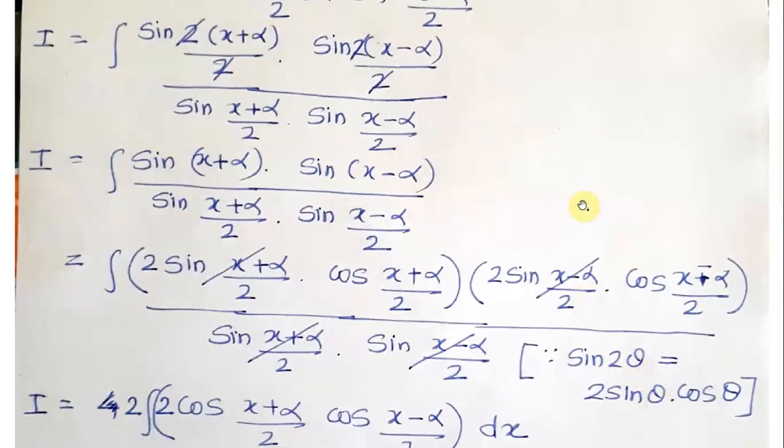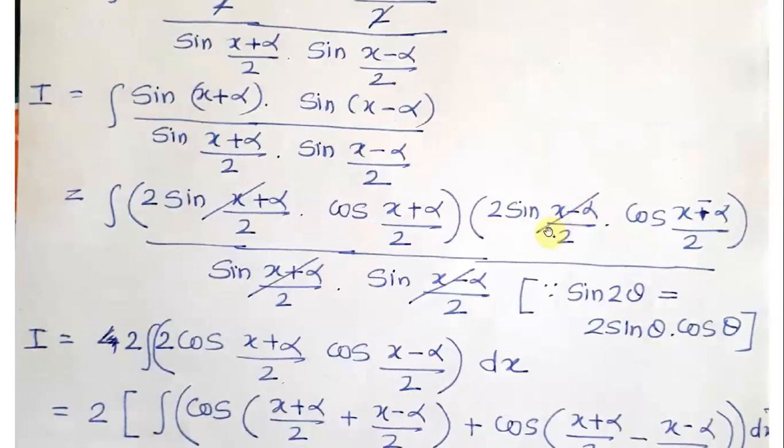Okay, because again you see, if I apply this formula, some common terms will be cancelled here, right? So 2 and 2 multiplied will become 4, but one 2 I am writing outside the integration and one 2 I am writing in the integration itself, because now I have remaining cos of (x plus alpha) by 2 and cos of (x minus alpha) by 2. Both the terms of the sines have been cancelled.